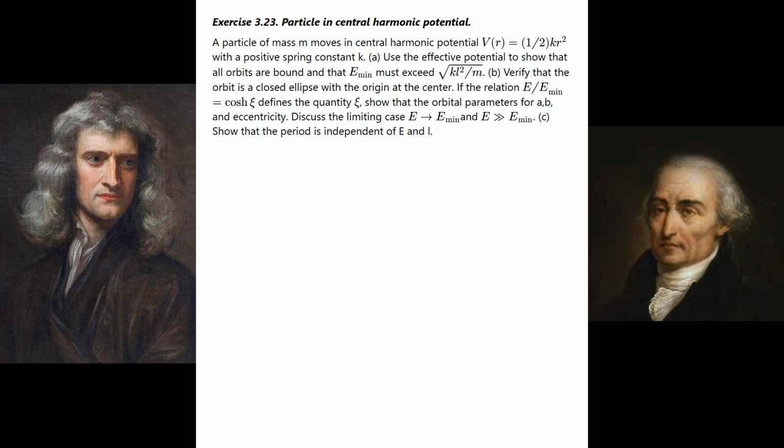B. Verify that the orbit is a closed ellipse with the origin at the center. If the relation E divided by E min equals hyperbolic cosine of mu defines the quantity mu, show that the orbital parameters for a, b, and eccentricity. Discuss the limiting cases E approaches E min and E is much greater than E min. C. Show that the period is independent of E and L.